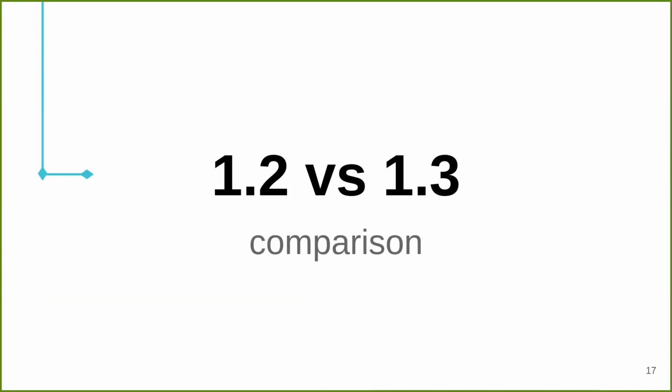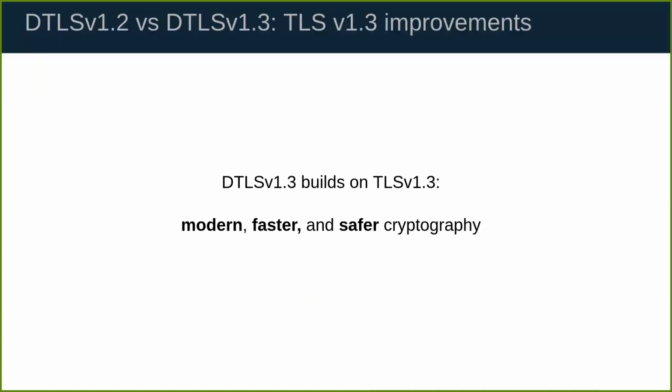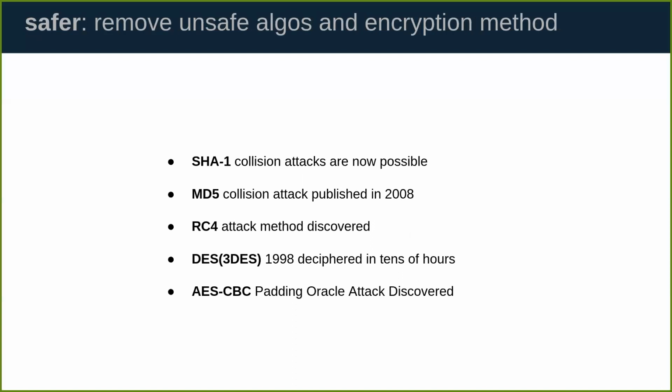So now we will talk about the comparison between DTLS 1.2 and DTLS 1.3. DTLS 1.3 builds on top of TLS 1.3, which is very modern, a faster and safer cryptographic protocol. So how are the older specifications, how are the older algorithms and protocols unsafe?